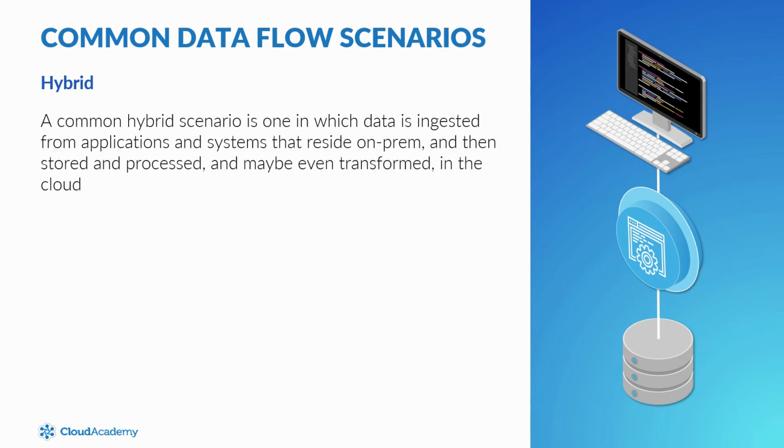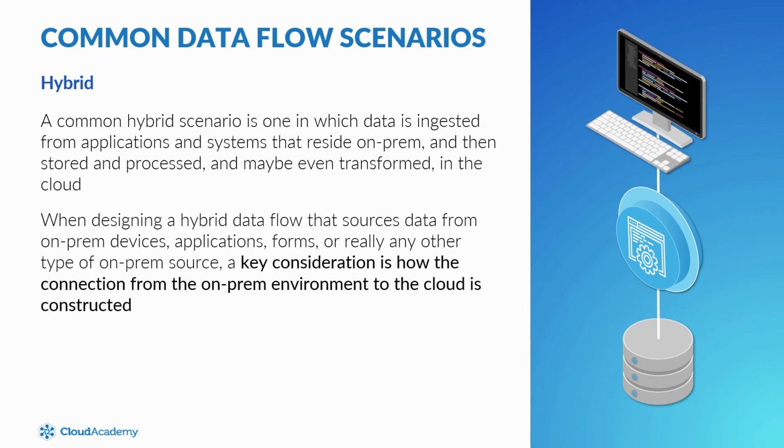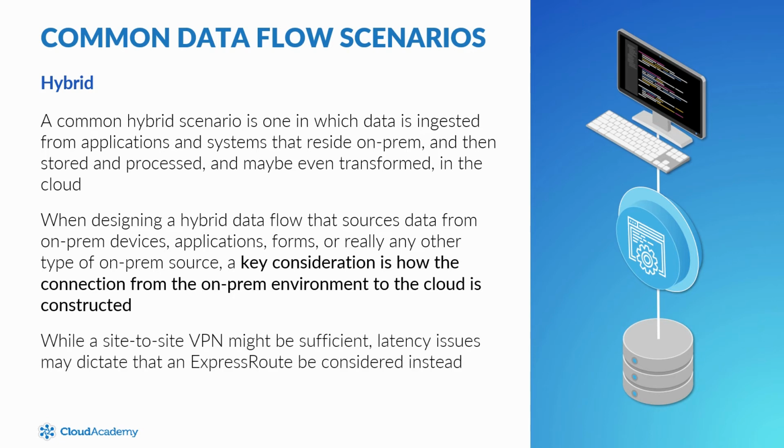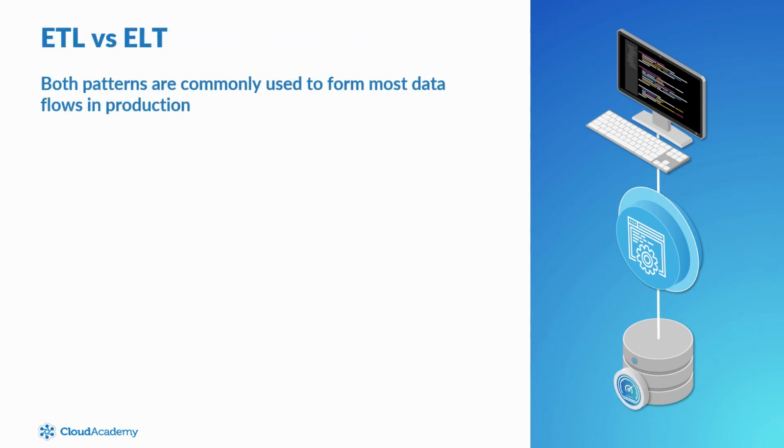A common hybrid scenario is one in which data is ingested from applications and systems that rely on-prem, and then stored and processed and maybe even transformed in the cloud. When designing a hybrid data flow that sources data from on-prem devices, applications, forms, or really any other type of on-prem source, a key consideration is how the connection from the on-prem environment to the cloud is constructed. While a site-to-site VPN might be sufficient, latency issues may dictate that an express route be considered instead. Whether you use ETL or ELT, both patterns are commonly used to form most data flows in production.